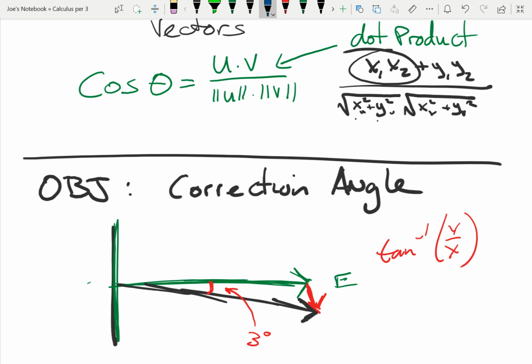So all I've got to do now is point my plane 3 degrees to the north, and then when that vector blows me south, guess what? It will blow me right on course. Okay, so whatever the direction is off course, put it the other way. Easy.